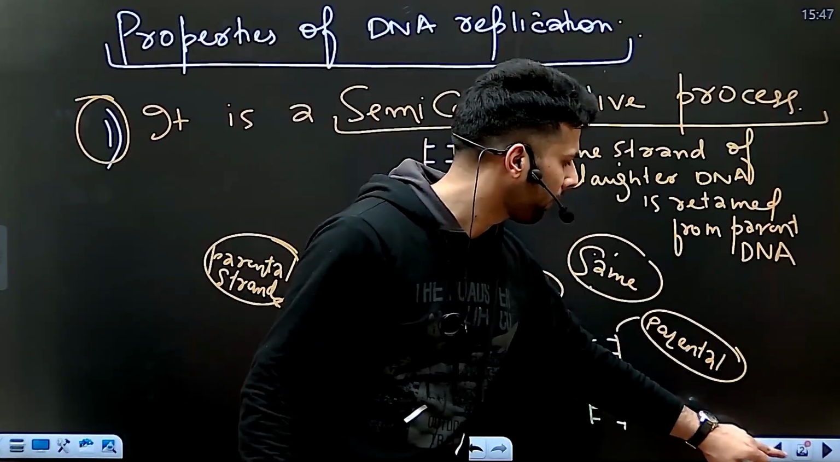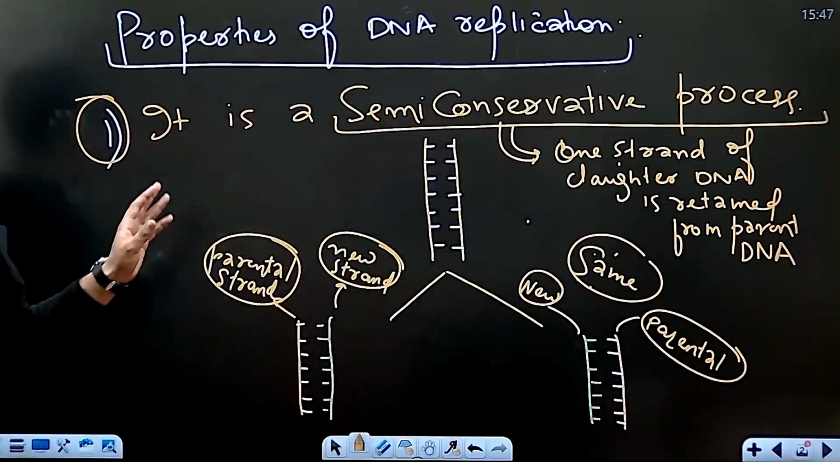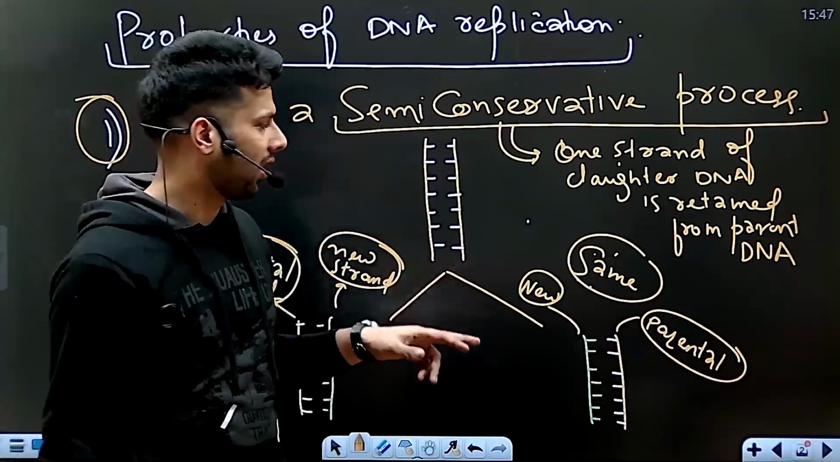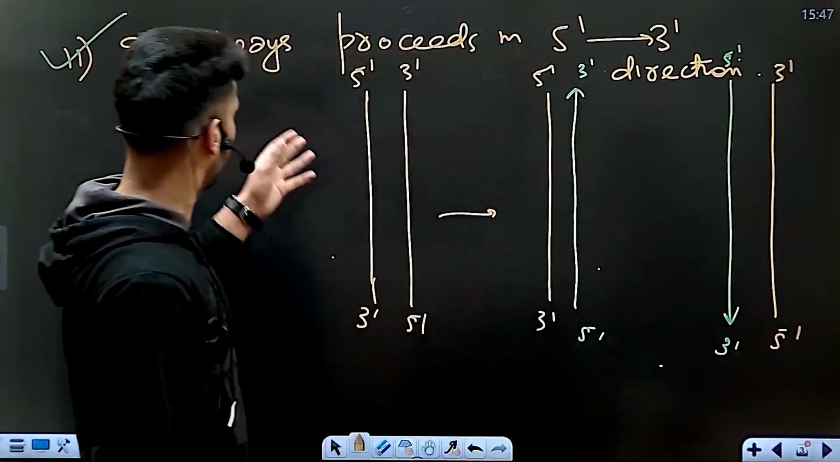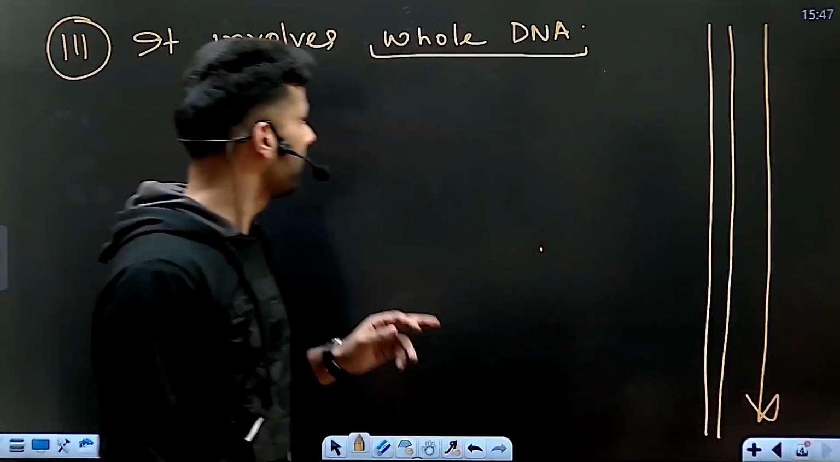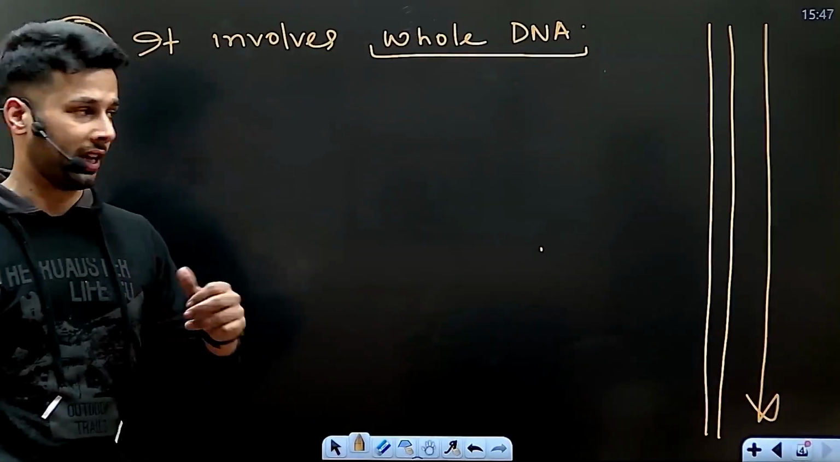So we have three properties of this DNA replication. First property, it is a semi-conservative process which has been proved by the Meselson and Stahl experiment, and it always proceeds in 5' to 3' direction. And property number three, it involves the whole DNA.